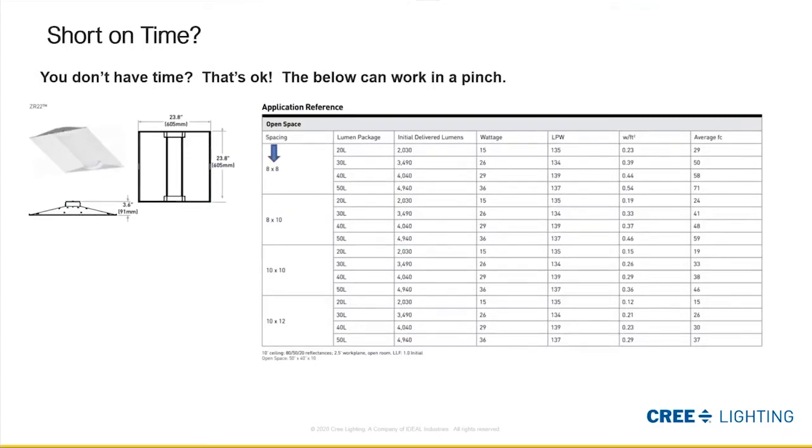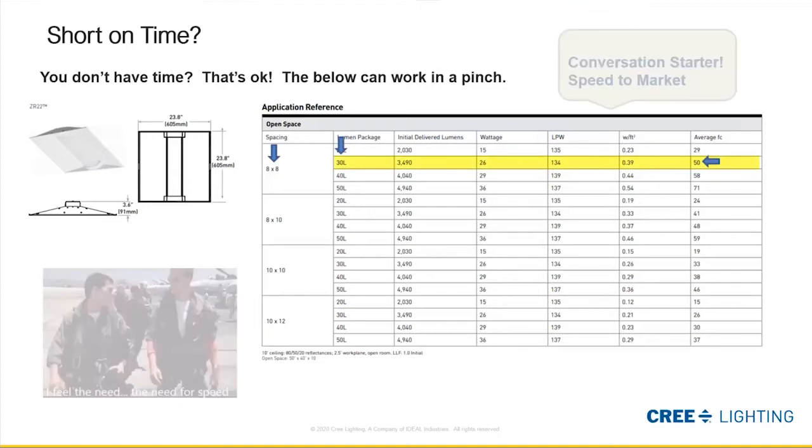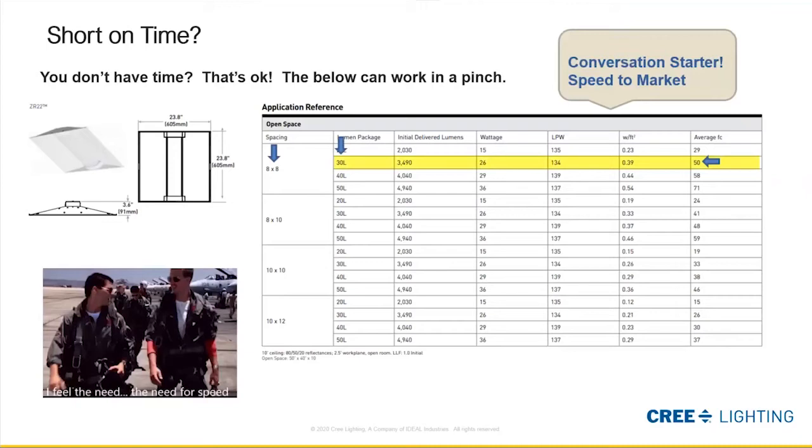So we find on this chart that we have an 8-foot by 8-foot spacing using the ZR22 product with a 30L lumen package, and that will yield about 50 foot candles average in the space. We get to test this in a minute, so if you feel the need for speed, these tools can be a great conversation starter for you.